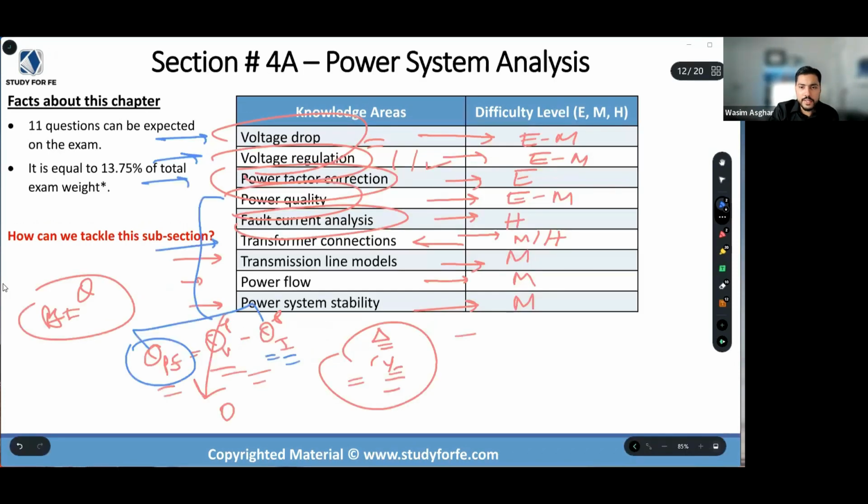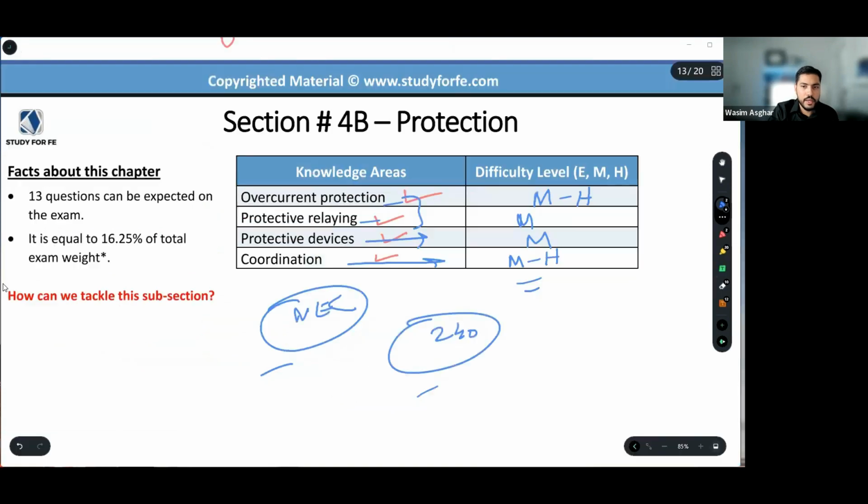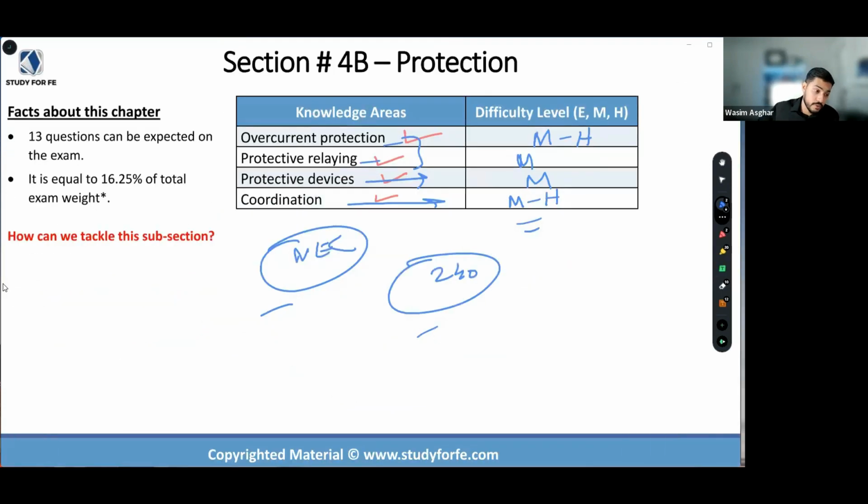Power system analysis, at the pinnacle of our entire exam preparation, loaded with a range of topics. You can see easy to medium, easy topics, medium topics, hard topics, medium to hard topics. So a really nice diverse set of topics over here, and I call it the pinnacle of the preparation. Okay, and then 4B is protection. It's not included in the handbook explicitly, but as I said, NEC contains some details, and we did end up casting a wide net.